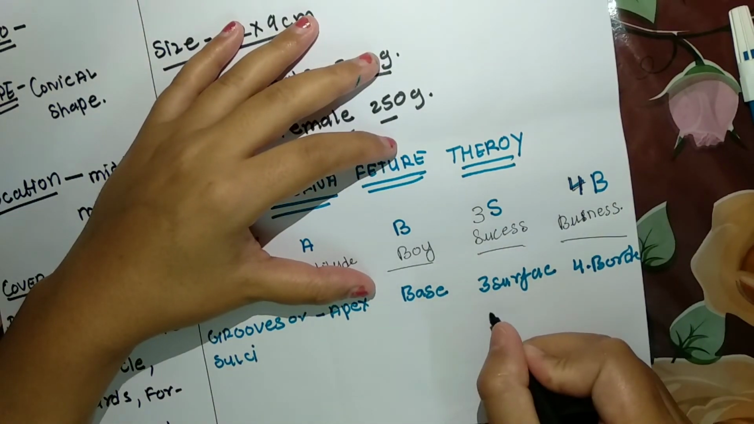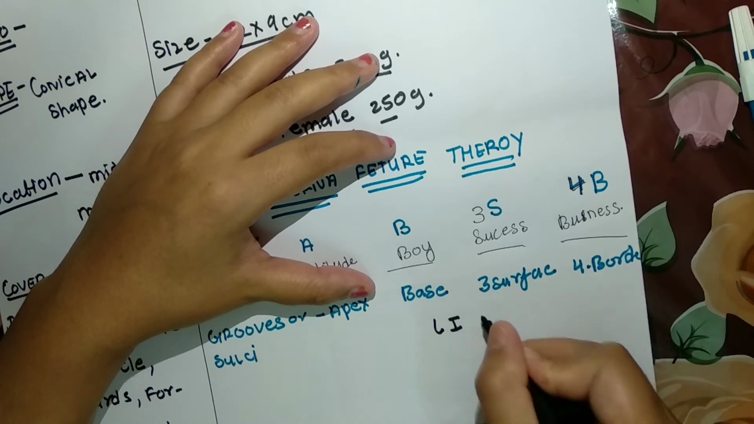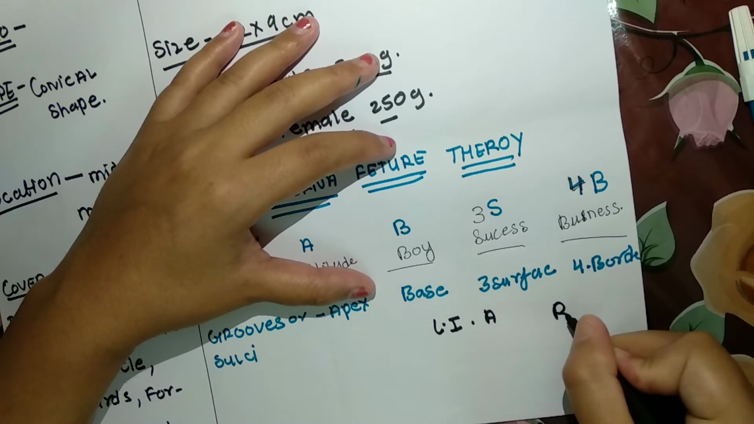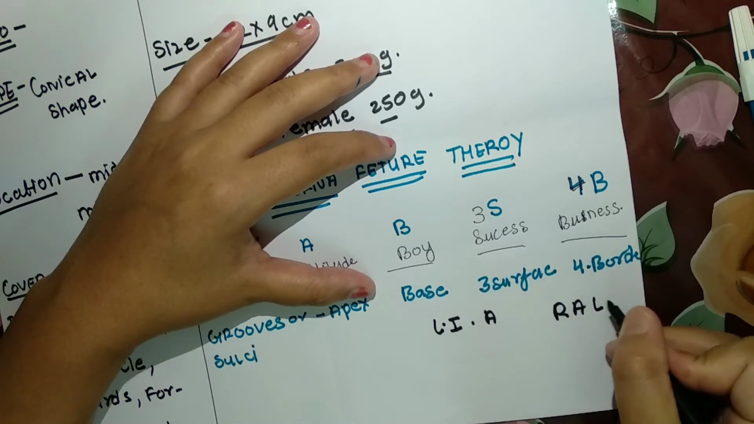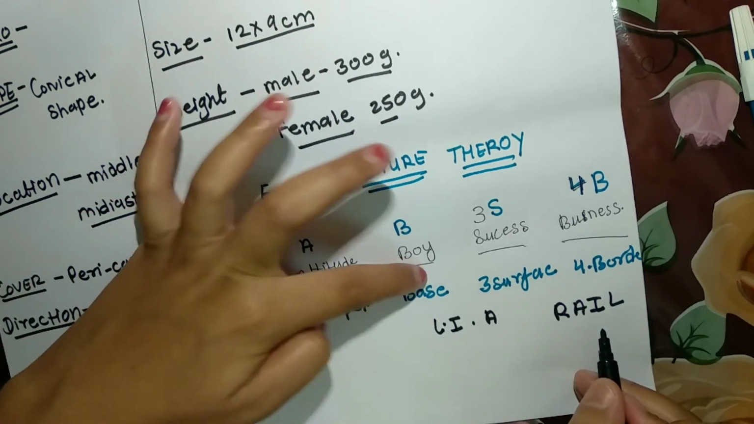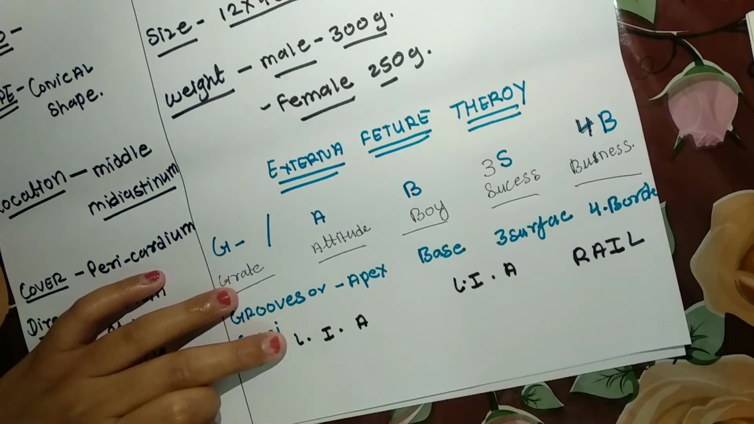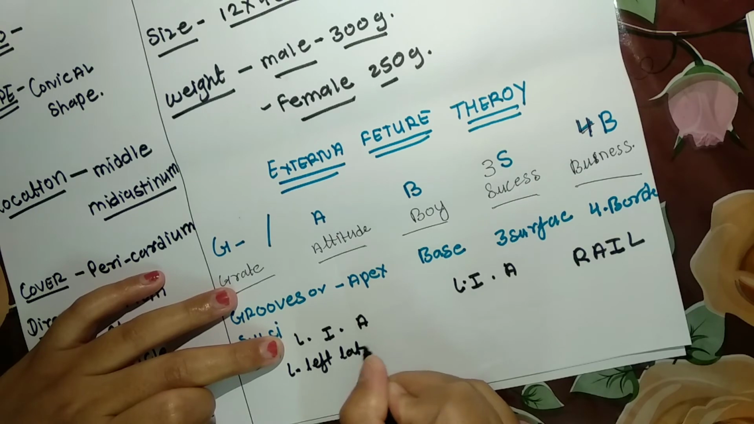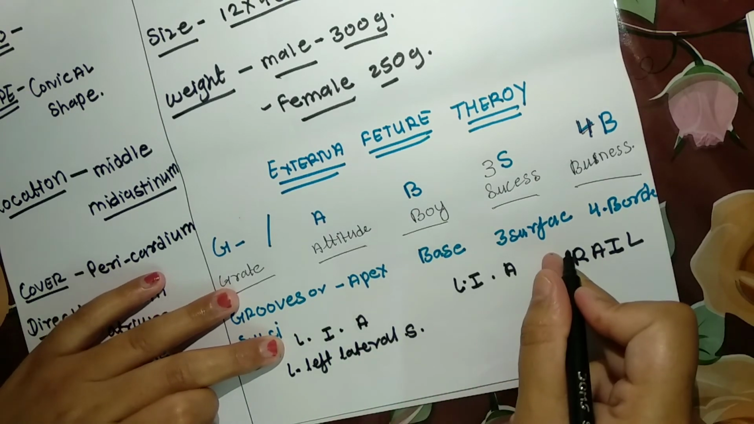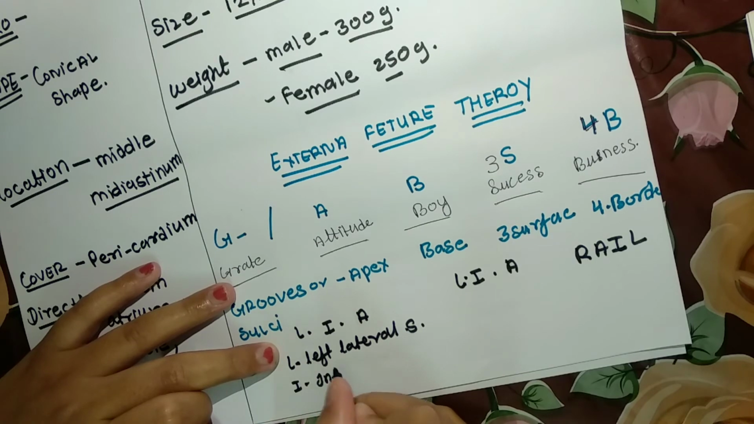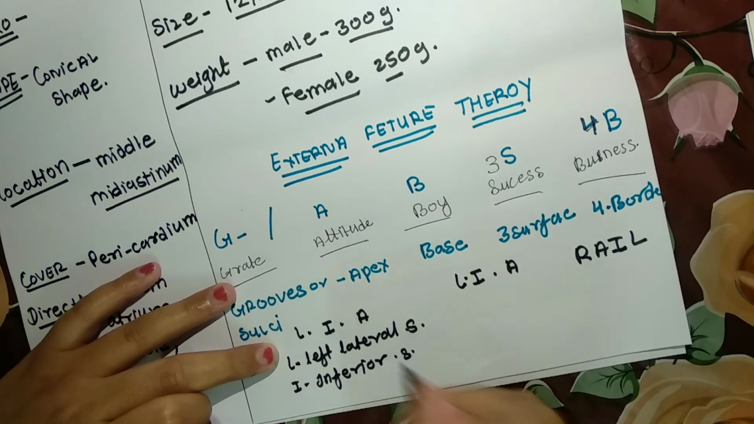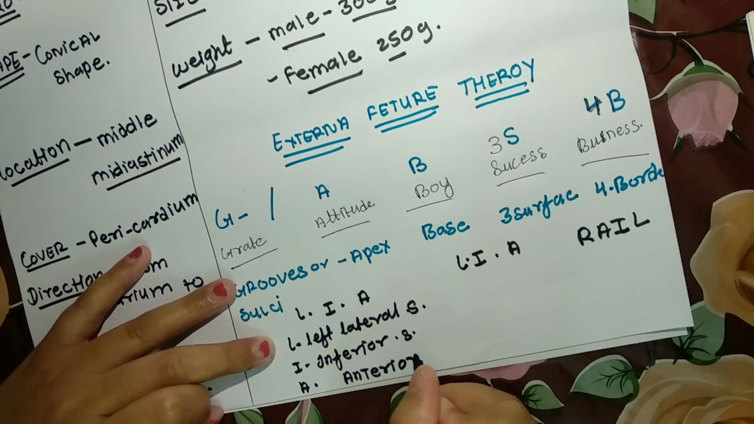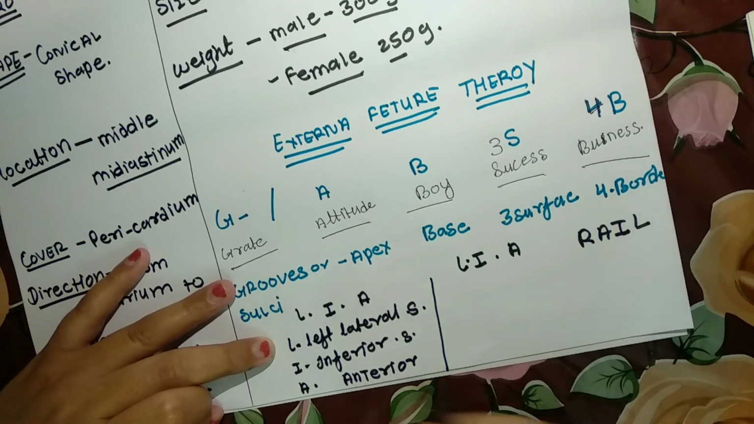Now let's see the 3 surfaces. How to remember them? Just write LIA. And then the 4 borders: RAIL. You just have to remember the 3 surfaces, LIA, and then RAIL. Now what does LIA mean? L for left lateral surface. I for inferior surface. And A for anterior surface. This is the surfaces.